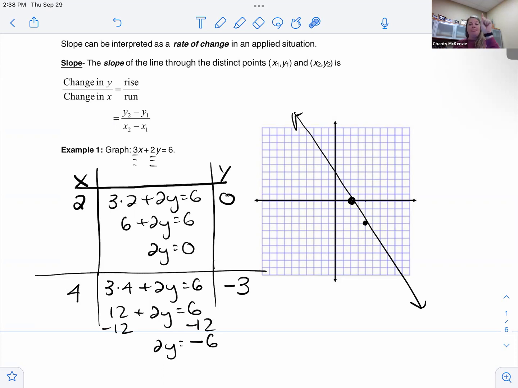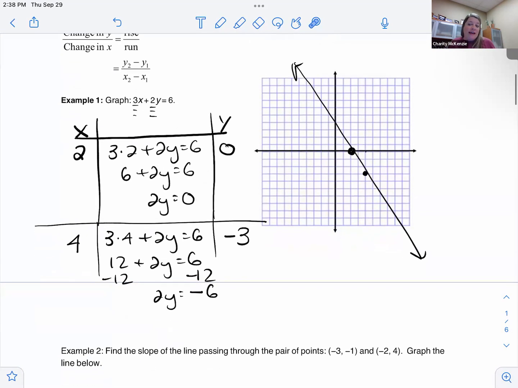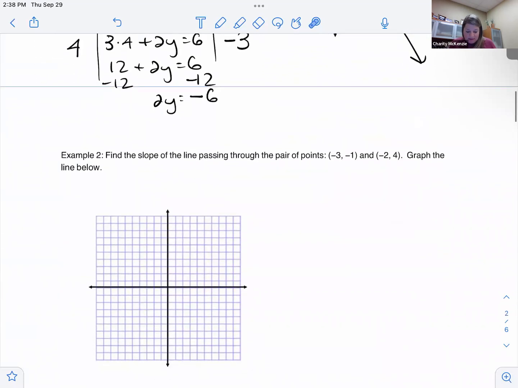Okay, so two ways. Intercepts: putting in the 0, 0 for x, solve, 0 for y, solve. That finds 2 points for you. Or you can make a chart like this and find 2 points.